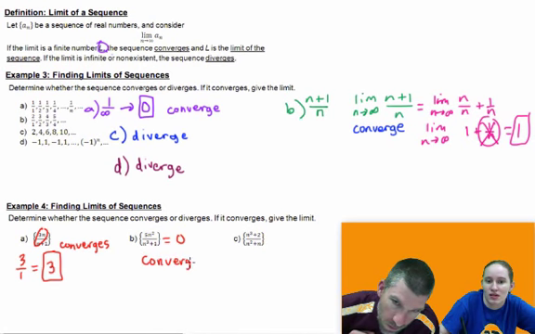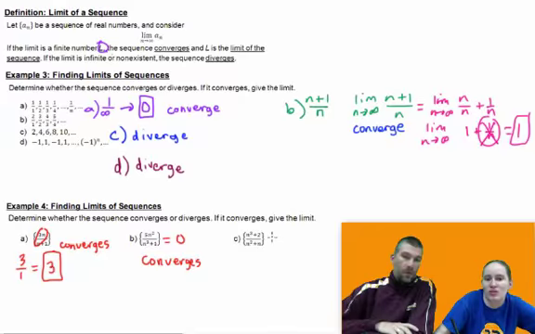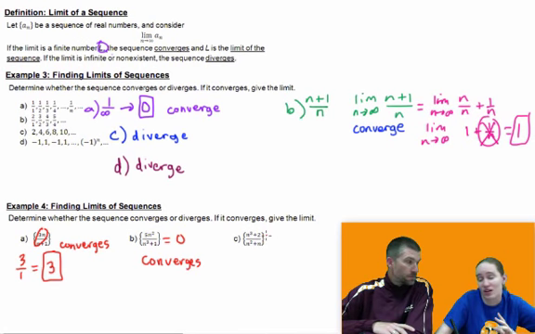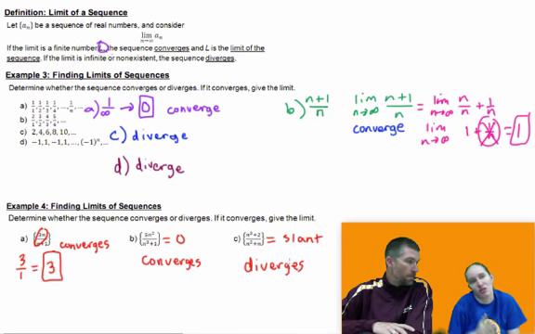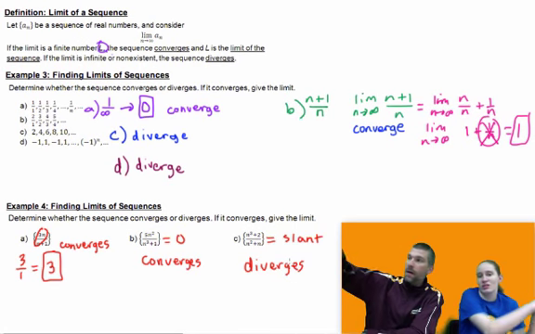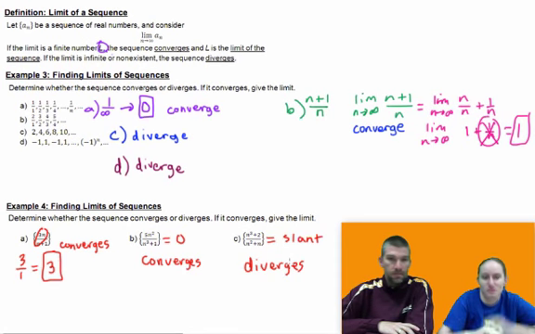3 on the top, 2 on the bottom on the last one. When we did horizontal asymptotes, we said that's not a horizontal asymptote. That's a slant asymptote. So that means it diverges, because as we head towards infinity, we're still going up, and we're going to continue going up. Hey, that wasn't too bad.